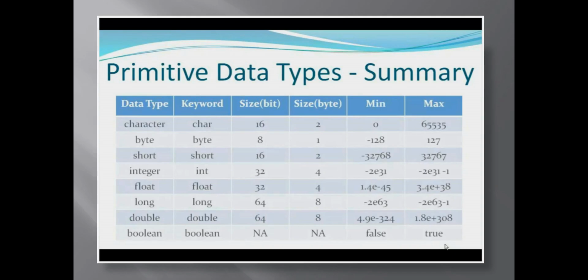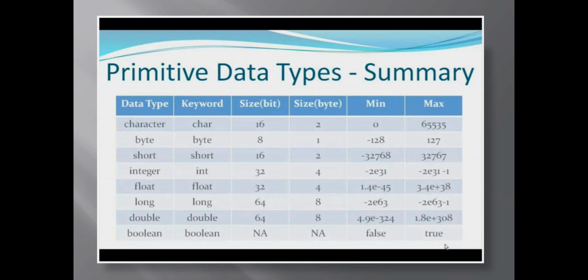Please take a look at this table that summarizes the primitive data types. We have first character, whose keyword is char, as it is written in code. Its size is 16-bit, equivalent to 2 bytes, and its minimum and maximum are 0 to almost 65,000, whatever the number is. You can check it by yourself later.